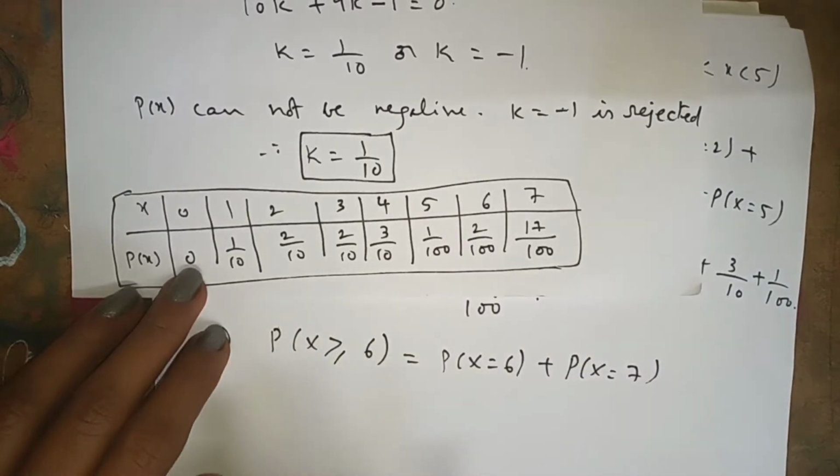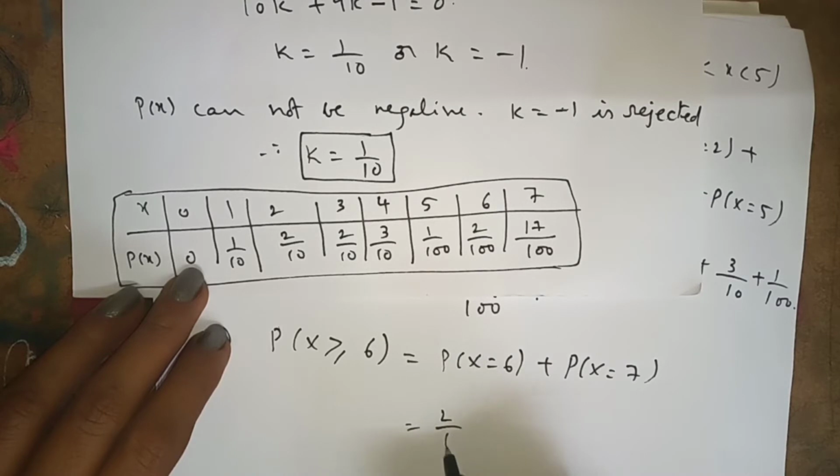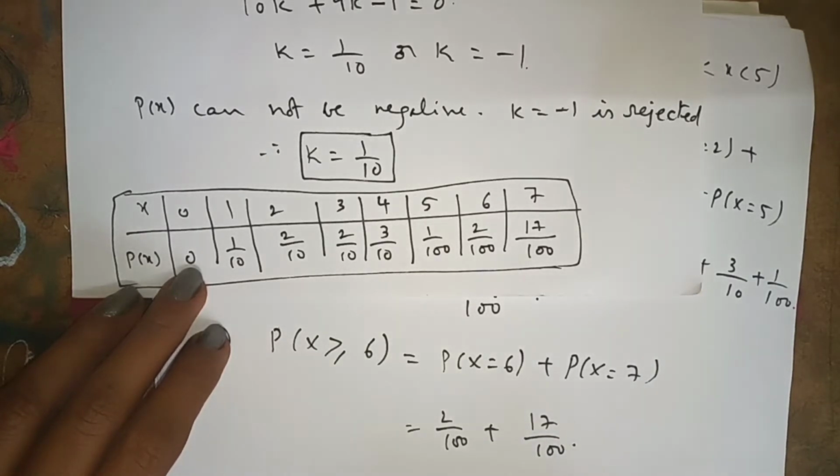These two only: greater than or equal to 6, and 7. Only two values occur. 2 by 100 plus 17 by 100. If you simplify, 19 by 100 you will get. This is the second answer.